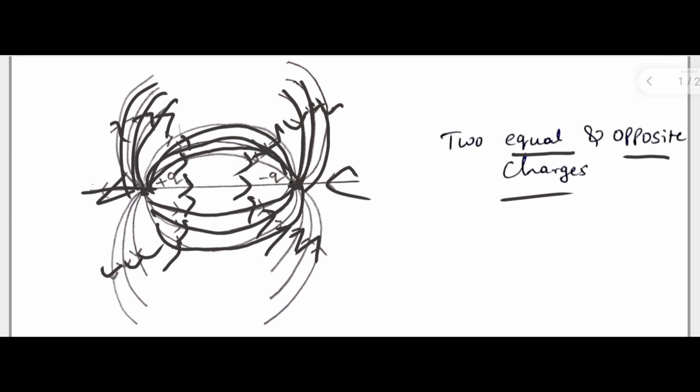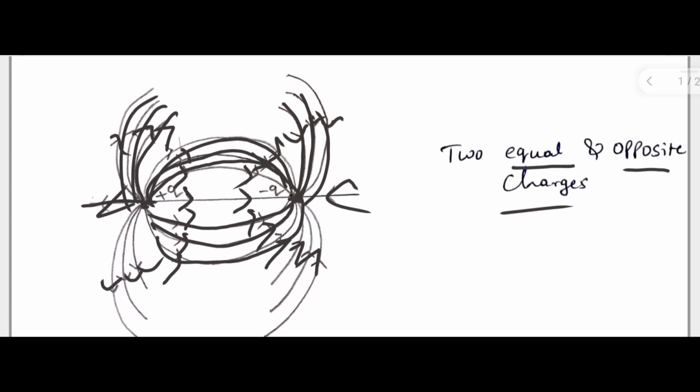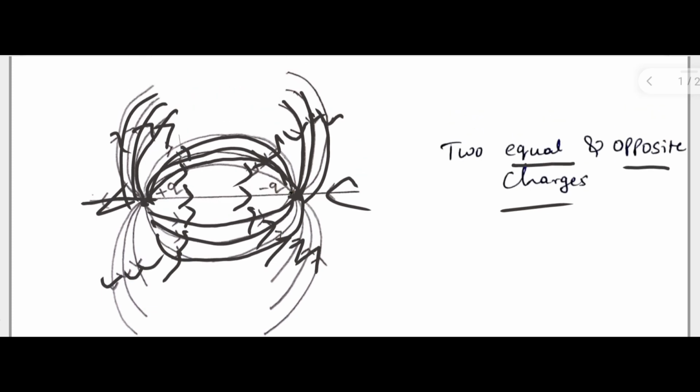This is the combination of two equal and opposite charges. This is also asked as a 2 mark question: draw the electric field lines for two equal and opposite charges. Like that you may get the question. And the next part is properties.